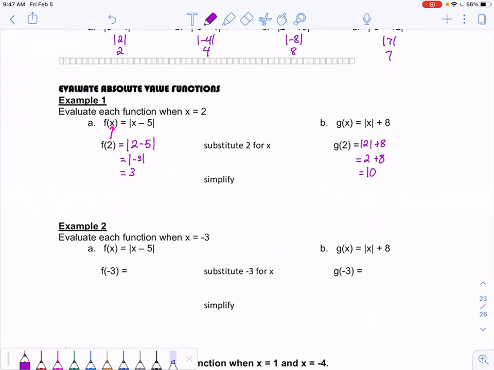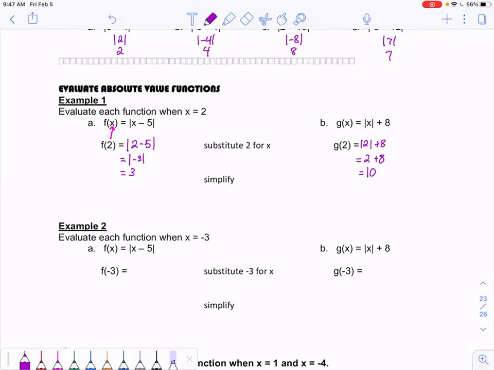That's it. So I want everybody at home and here in the classroom, work on example 2 on your own. See if you're able to get it. Then we'll go over it real quick. So again, you're going to plug in -3 for example 2.